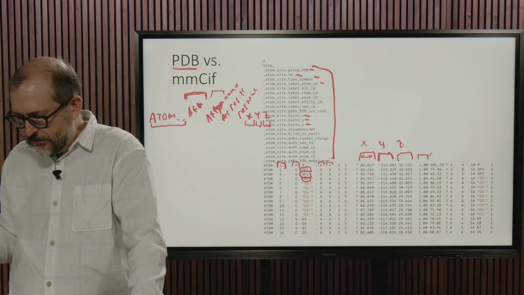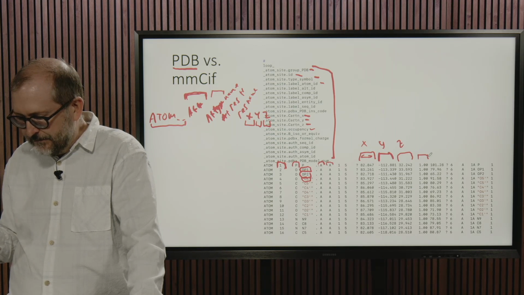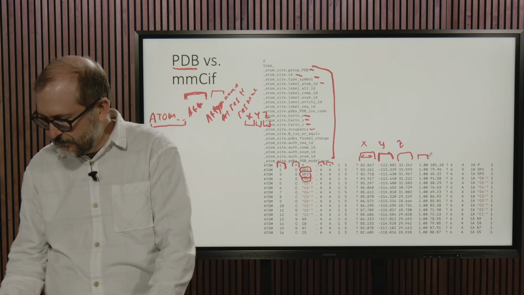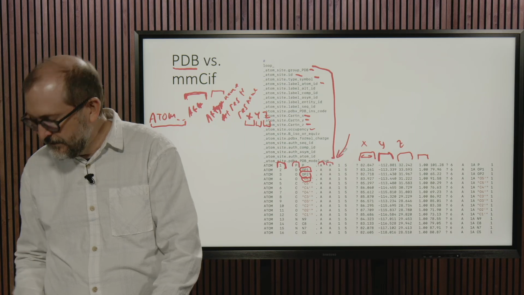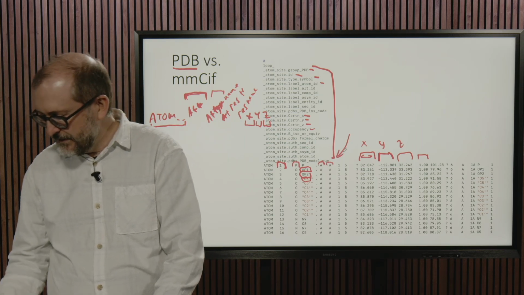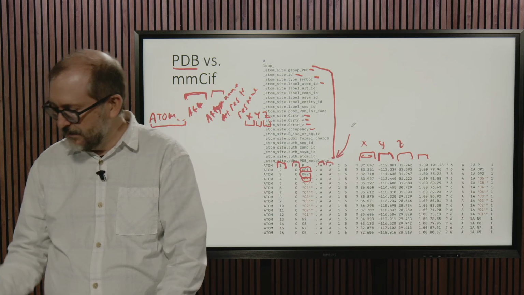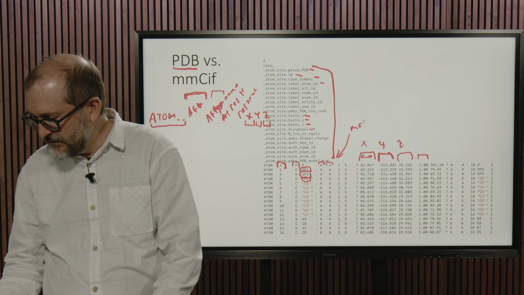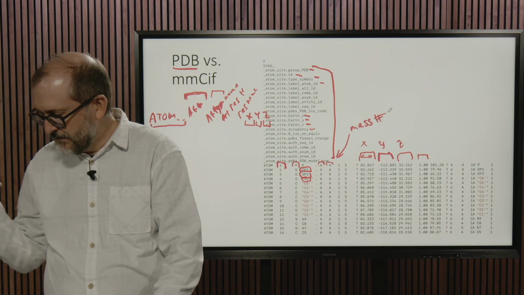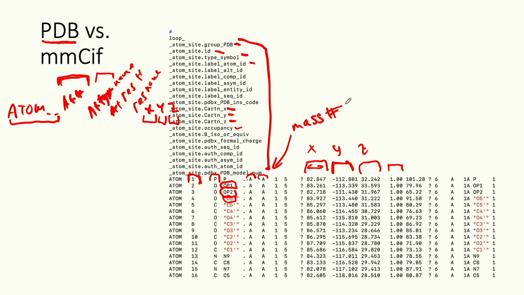Okay, and so basically now it's extensible, because if I wanted to, I could create an additional field. Let's say for some crazy reason I don't want to look up my periodic table, so I just want the mass number, right? Or whatever. I could add the mass number as an additional field.